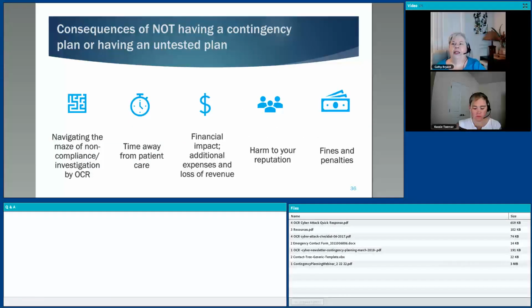As always, unfortunately, so many of our emergencies result in some type of HIPAA breach being reported, or a breach being reported to the Office of Civil Rights. And navigating that maze of a HIPAA breach or a post-breach is very difficult. And so we want to make sure that you have the opportunity to hopefully prevent this by having a good contingency plan in place, as well as having your network protected so that you don't have a reportable breach.